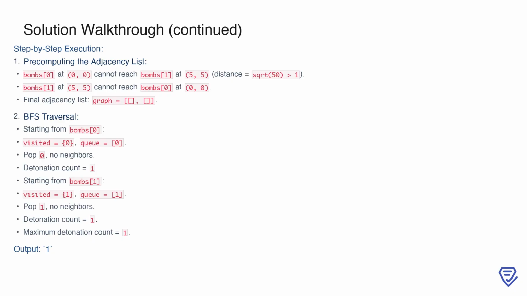With the adjacency list ready, we move on to the BFS traversal. Starting with bomb 0, we mark it as visited and enqueue it. Since bomb 0 has no neighbors in the adjacency list, the traversal ends with a detonation count of 1. Similarly, for bomb 1, we initialize the visited set and queue, but no additional nodes can be visited, resulting in a detonation count of 1. Comparing the results from both BFS runs, the maximum detonation count in this case is 1. This example highlights a scenario where the bombs are too far apart to trigger any chain reactions.